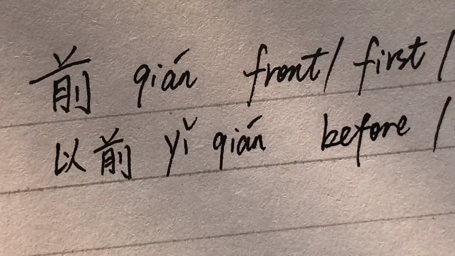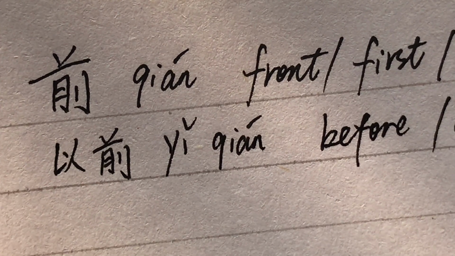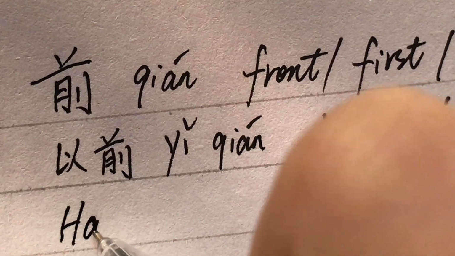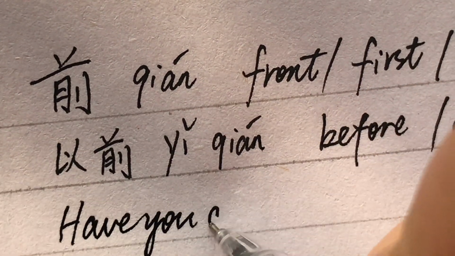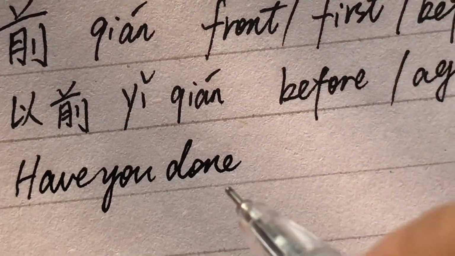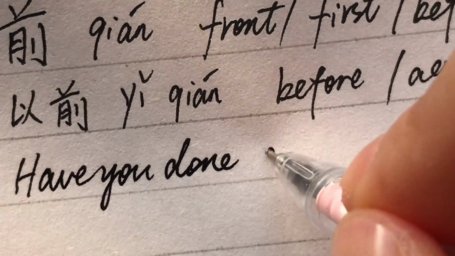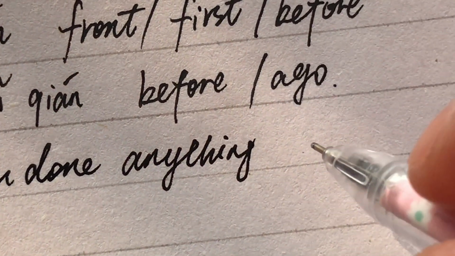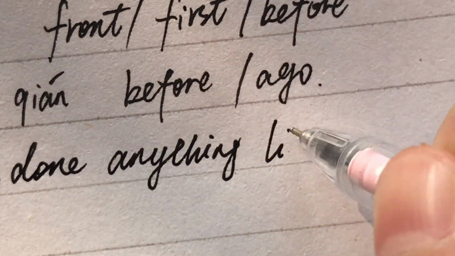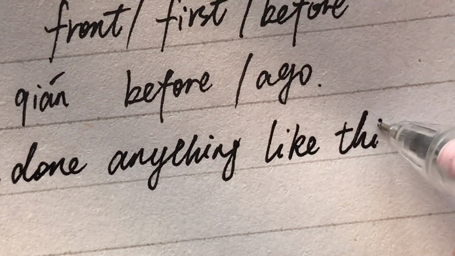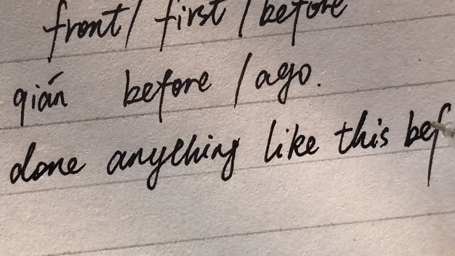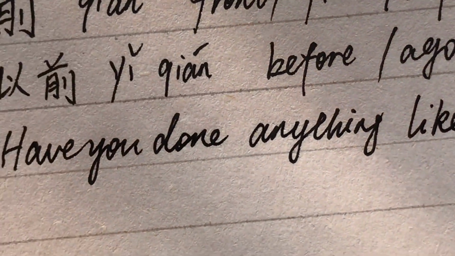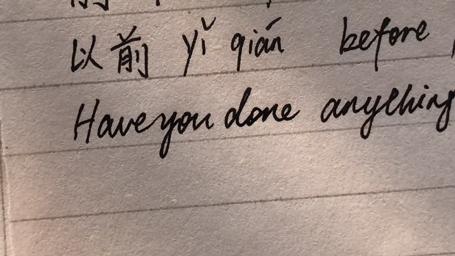Here is a sentence. Have you done anything like this before? Have you done this? Anything like this before? Have you done anything like this before?